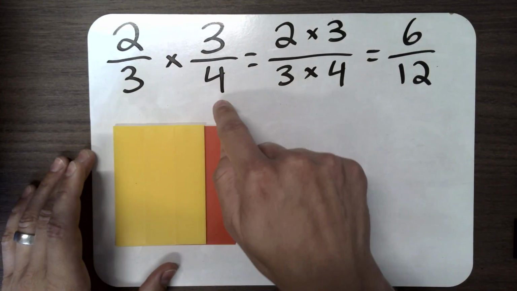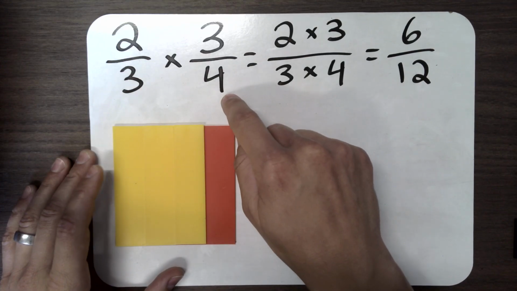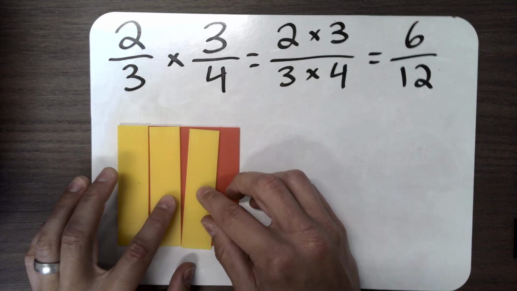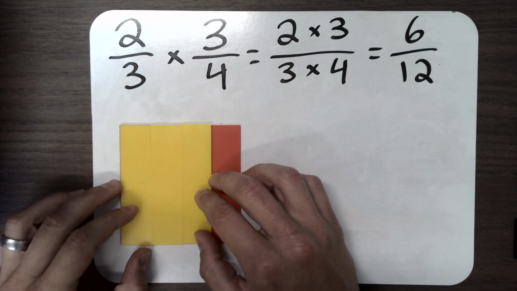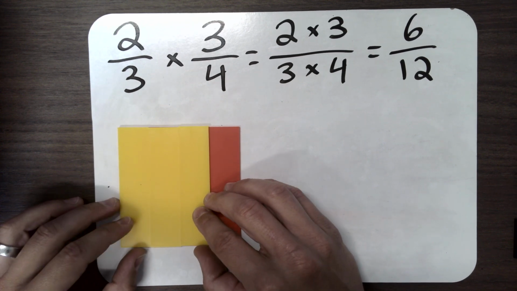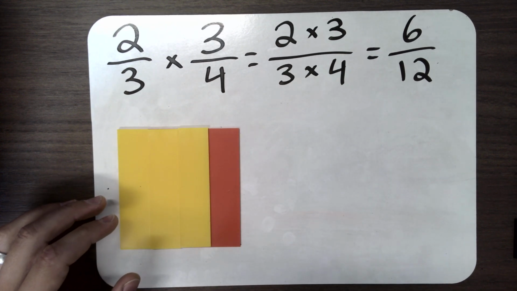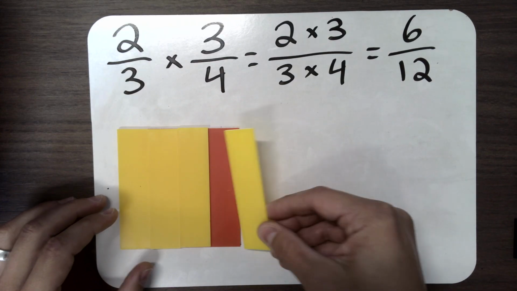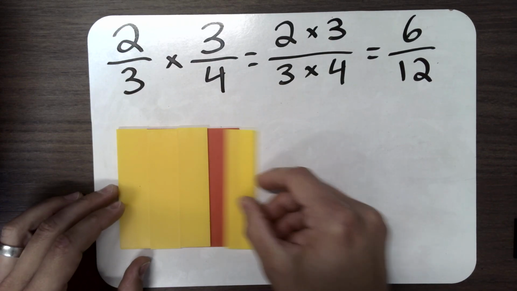Okay, so 2/3 times 3/4 means that we have a group size of 3/4. Okay, so we have 3 parts here, right? And each of these are 1/4 of that whole red square, right? It would take one more to fill up that full area. So we have 3/4.